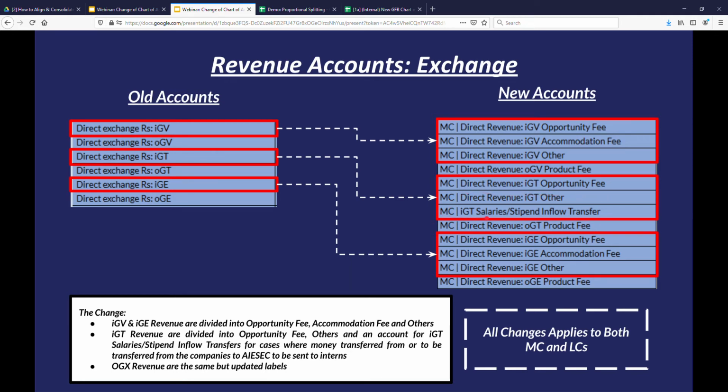However, the third account is actually IGT salaries slash stipend inflow transfer. We added this because we noticed that a lot of people have huge IGT revenues, but a lot of it was actually coming from salaries. That is not necessarily the best type of scenario right now, so that's why we have a transaction just for salaries.